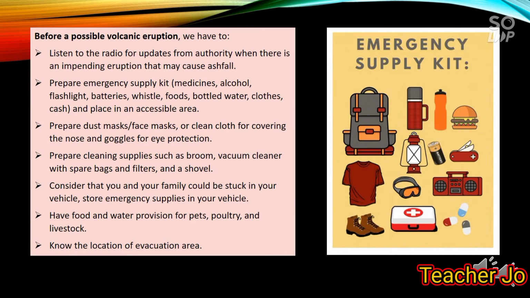For a possible volcanic eruption, we have to listen to the radio for updates from authority when there is an impending eruption that may cause ashfall. Prepare an emergency supply kit, which includes medicines, alcohol, flashlight, batteries, whistle, foods, bottled water, clothes, and cash, and place it in an accessible area.